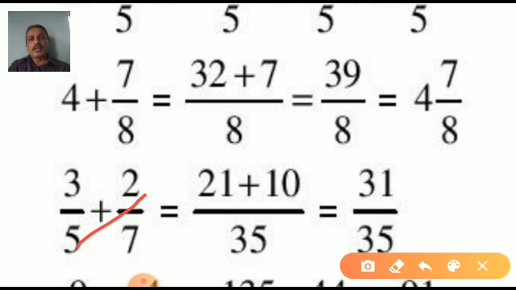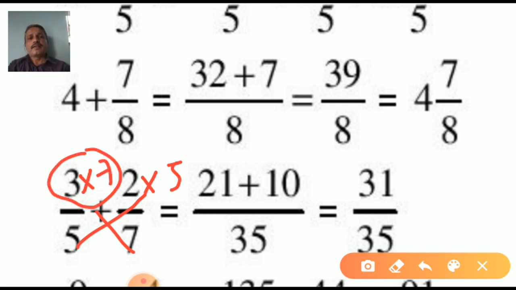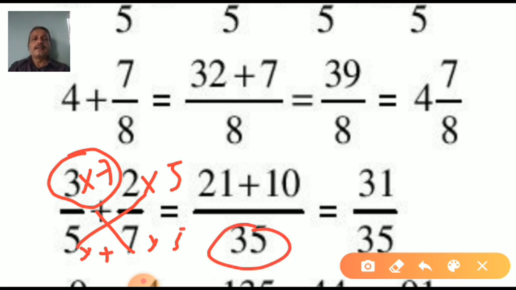This denominator is multiplied with this one, and this denominator is multiplied with this one, 7. Yes, what is the answer here, students? This is called the LCM. Here also you can multiply with 7, and this number multiply with 5. So 7 times 5 is 35, this remains as it is here. Or 3 times 7 is 21, 5 times 2 is 10.